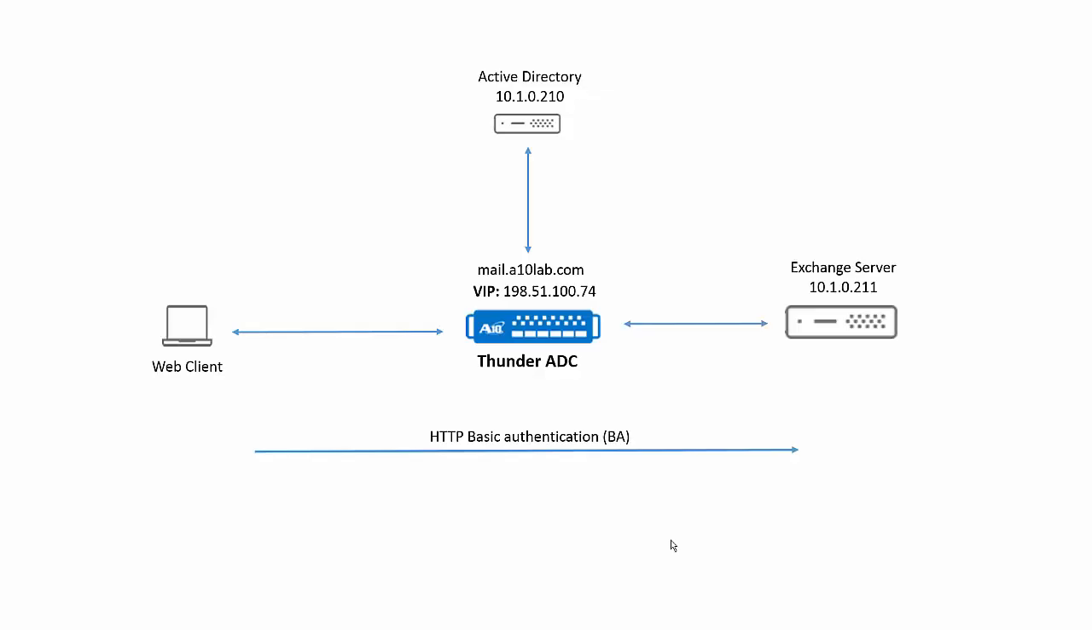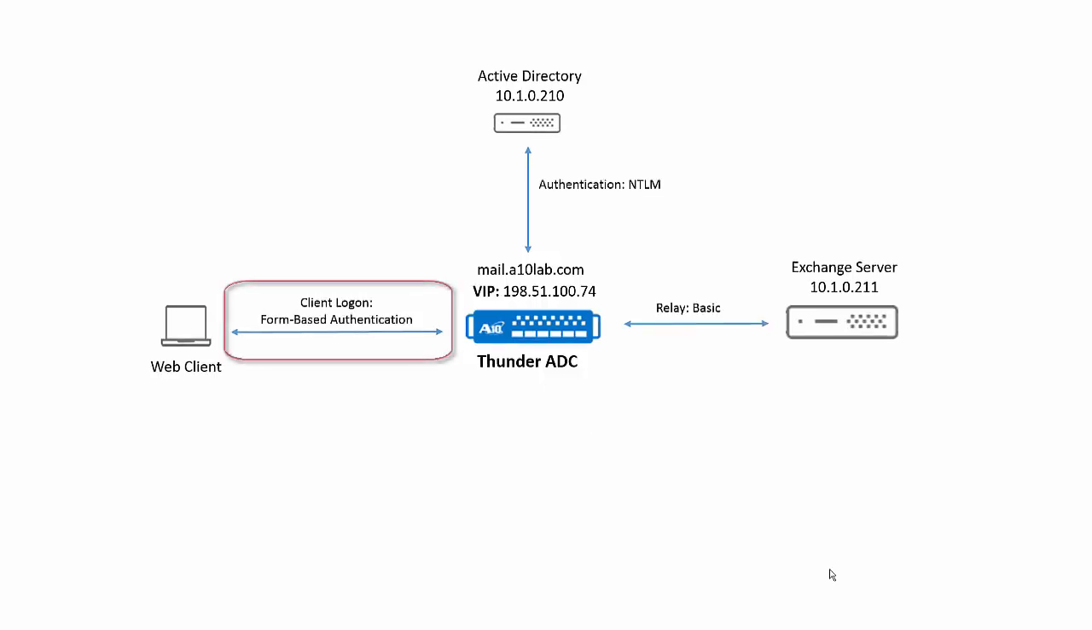Here is a logical overview of the topology. The client currently accesses Microsoft Exchange using basic authentication. We will configure the Thunder ADC so that the client will be presented with a web page to enter the credentials. The ADC will authenticate the client with an Active Directory server using NTLM. It will also relay the credentials to the Exchange server using basic authentication protocol.